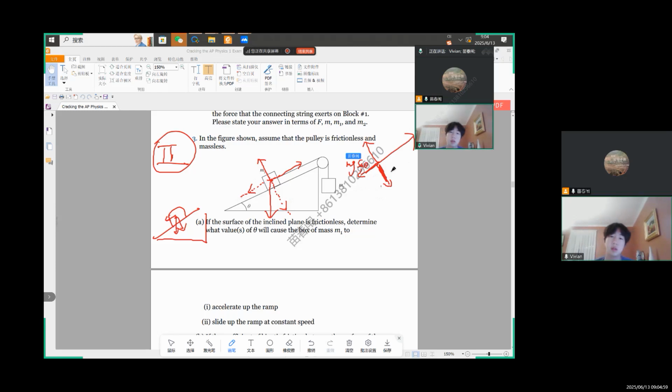You can deduce or you can remember. We deduced last time. This is mg sine theta, this is mg cos theta, right? Instead of that, the other one, I'm going to use this. So it's better to remember this. So automatically, this is mg cos theta.